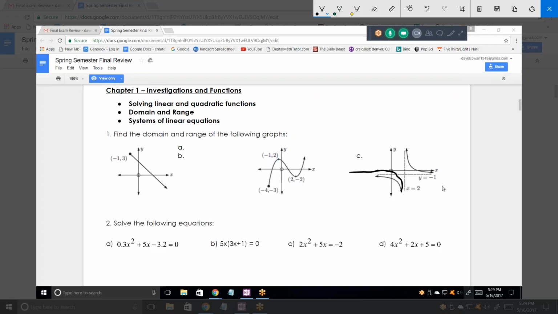So just remember that horizontal asymptotes and slant asymptotes, I don't know if you've ever dealt with a slant asymptote or not, both of them can be crossed. They are not inviolable like vertical asymptotes are.